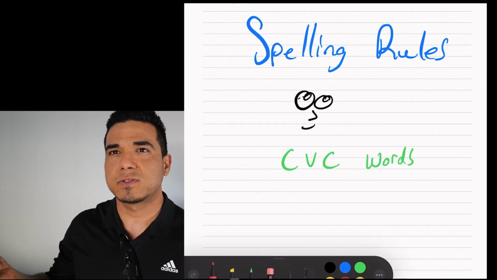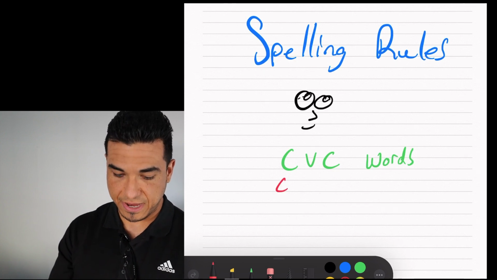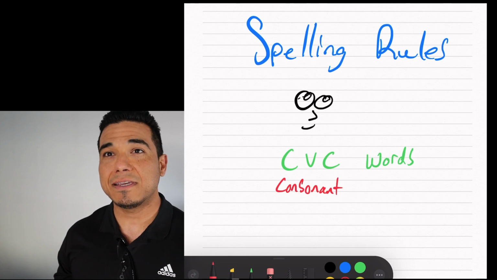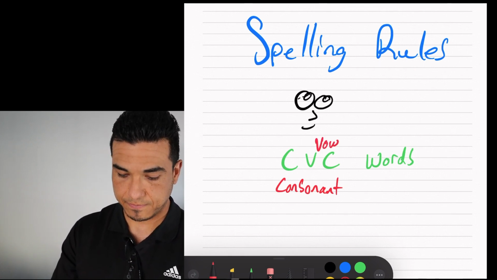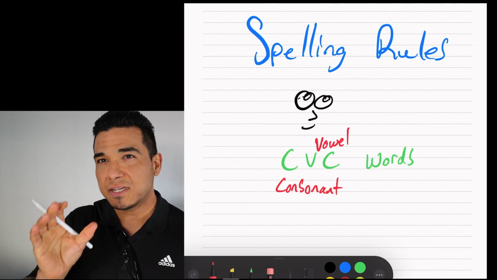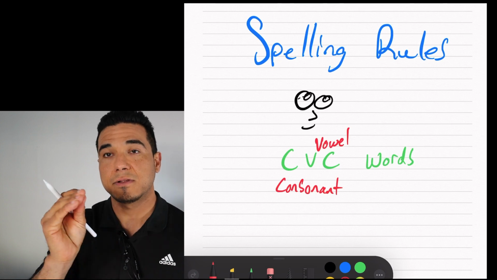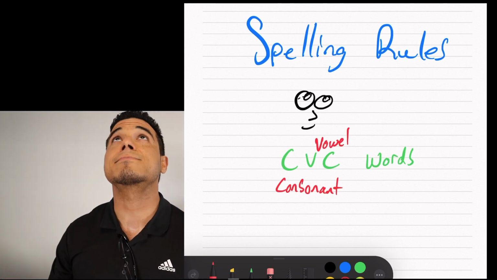Quick reminder. So what does CVC stand for? Simply put, C is going to be for a consonant. And the V is going to represent or stand for a vowel. So we're just looking at the ending of words where they have a consonant followed by a vowel followed by a consonant, the CVC structure.